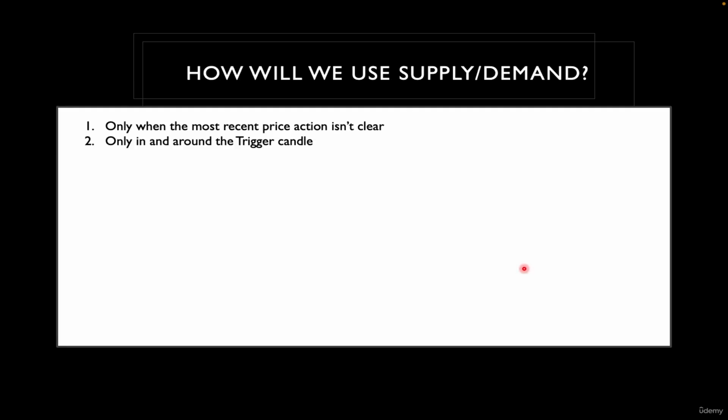So how will we use supply and demand? We'll only ever need to use supply and demand when the most recent price action isn't clear. So if it's not clear to us if we're trending upwards or buyers are in control, or we're trending downwards and sellers are in control, only then will we start mapping the supply and demand zones in and around our trigger candle.